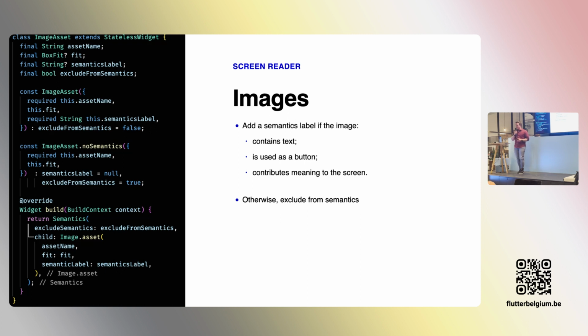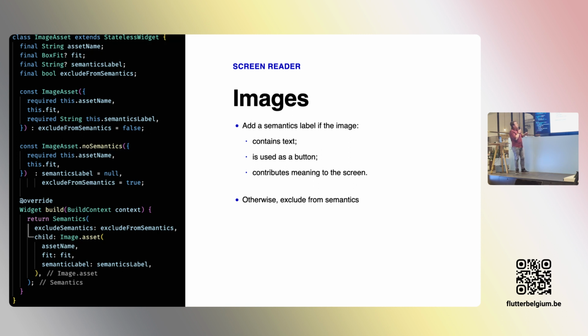So one of the first things is images, or I guess the same thing applies to SVGs. You should probably add a semantics label to them if they contain text, if they're used as a button, or they just contribute meaning to the screen. If they don't, just exclude them from semantics. Otherwise, a screen reader will say, this is an image, but it's not really going to give any context to the user. It's not going to add any value.